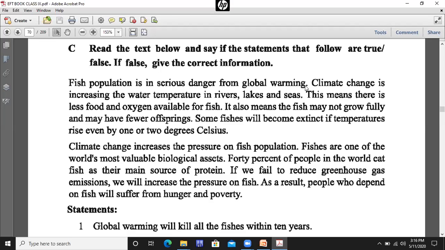If we fail to reduce greenhouse gas emissions, we will increase the pressure on fish. Okay, if the production of greenhouse gases is not stopped, then the pressure will increase on fish. As a result, people who depend on fish, the fishermen, will suffer from hunger and poverty because they will not be able to catch fishes for their livelihood. So that's the passage all about fish population.